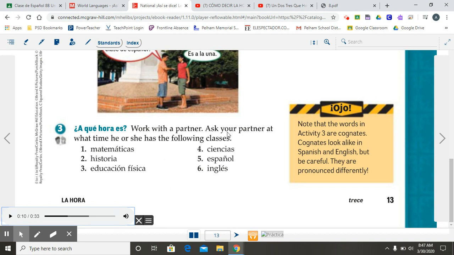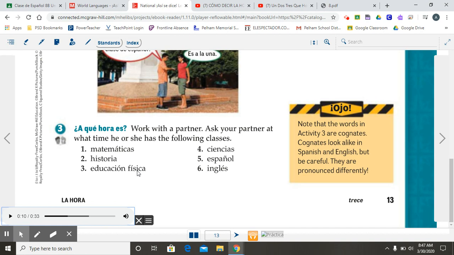Okay, let's see. Matemáticas. That comes from the word mathematics, which is math. Okay? What about this one? Historia. That looks very similar to history, right? That's because it is. This one, educación física.